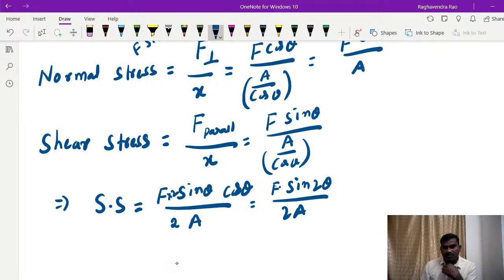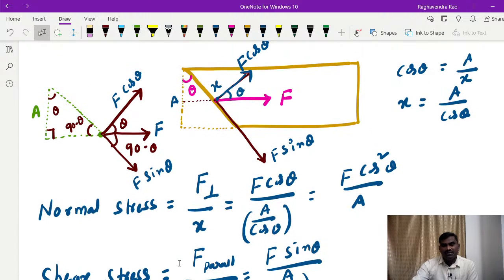Now if theta is equal to 45 degree, then 2 into 45 is 90, sin 90 is 1, so F by 2A is the shear stress. That means if theta is equal to 45 degree, the shear stress becomes maximum. Sometimes they may ask questions by changing the area of cross section to a slant area of cross section, so we need to take this situation into consideration.